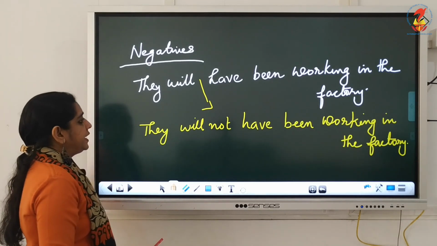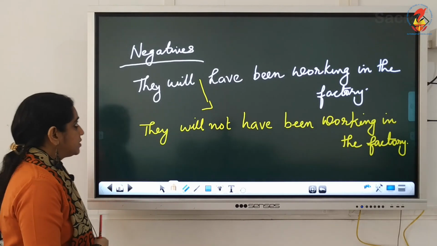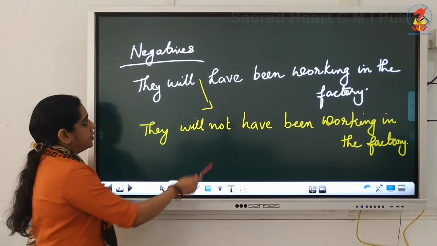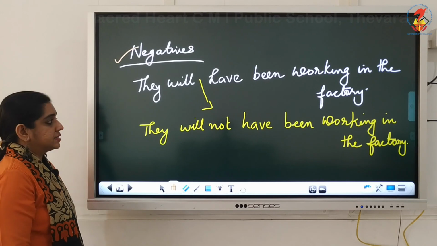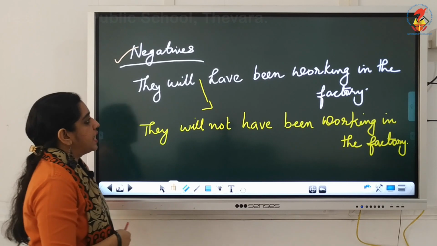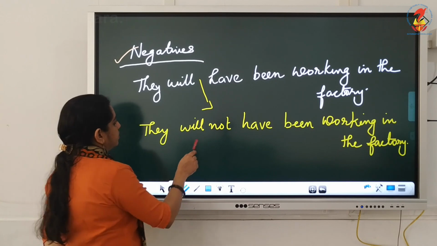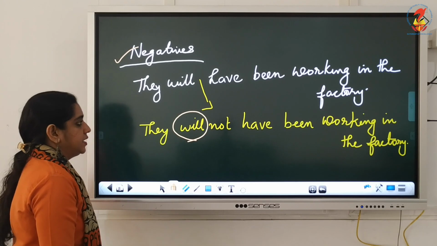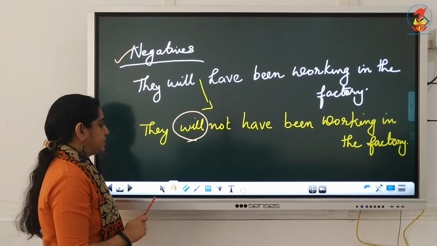Now, negatives. In your textbook it is not there, but just for your information I am giving you this topic. Negatives in future perfect continuous tense. You have to just add not after will. See, they will have been working in the factory. Just add not after the word will. They will not have been working in the factory. This is how you can make negatives in future perfect continuous tense. Okay, just add not.